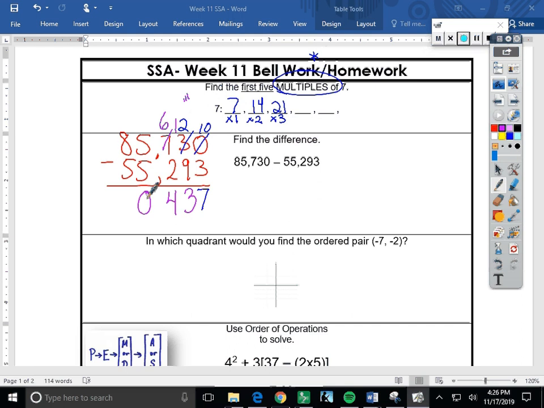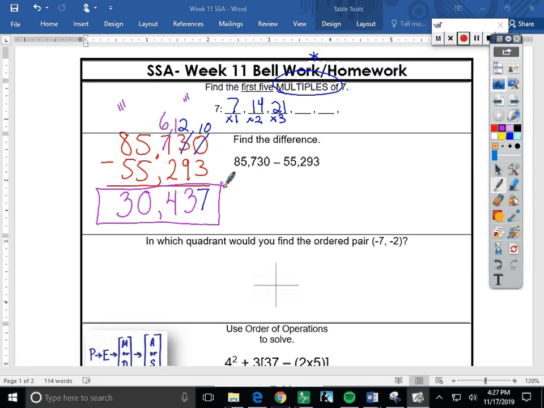And I'll move out here to the 10,000s place, and I have 8 10,000s, using up 5 of those 10,000s. Well, let's try counting on again. So I'll put the 5 in my head and I'll count up to the 8. 5, 6, 7, 8. That took 3 extra groups of 10,000 to get there. If I go ahead and put in my notation, I could read this final answer as 30,437.